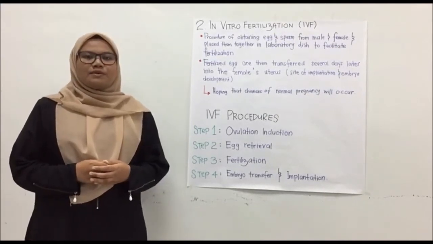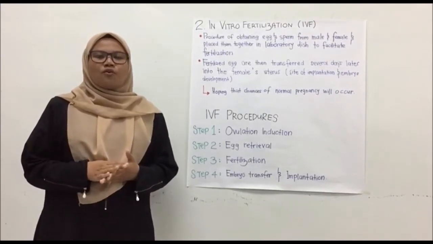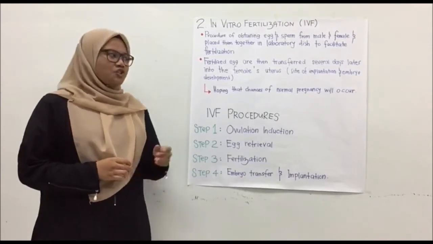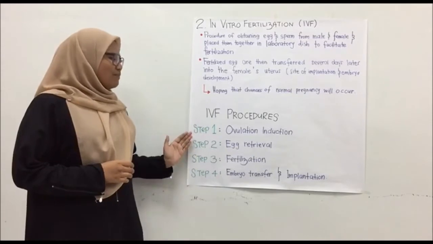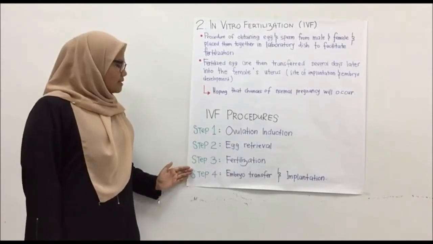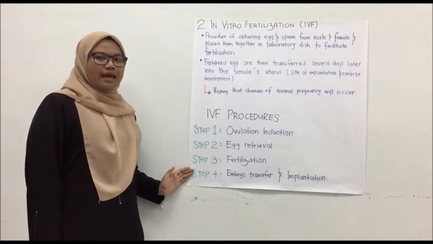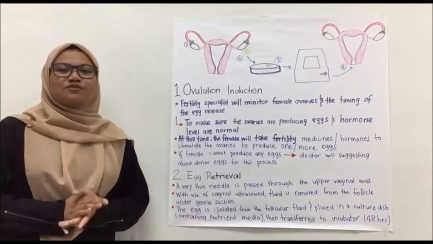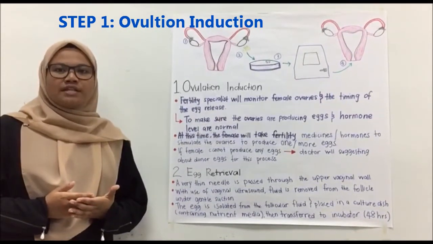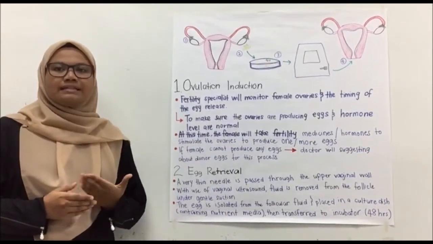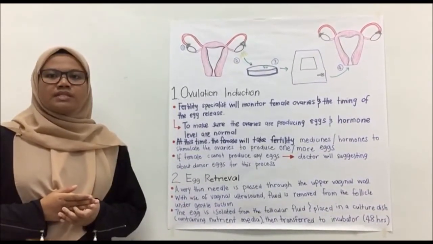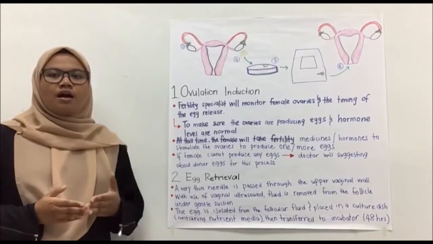Basically, in this treatment, there are 4 steps of IVF procedures, which are Step 1, ovulation induction, Step 2, egg retrieval, Step 3, fertilization, and Step 4, embryo transfer and implantation. As for the first step, it is ovulation induction. Fertility specialists will monitor the female ovaries and the timing of the egg release. This is to make sure the ovaries are producing eggs and the hormone levels are normal.